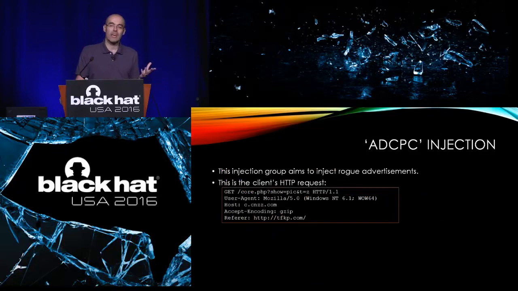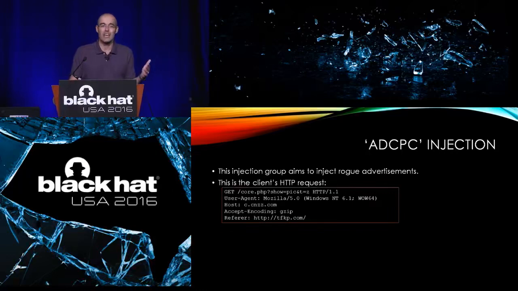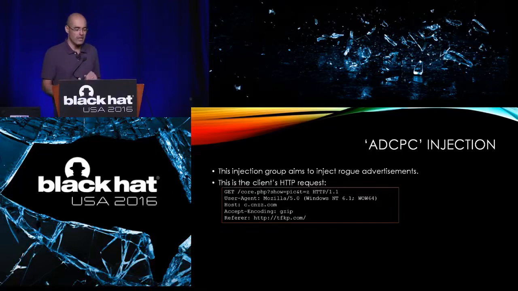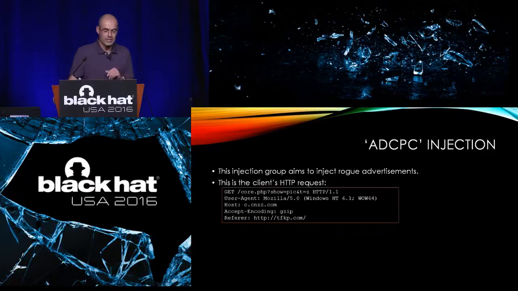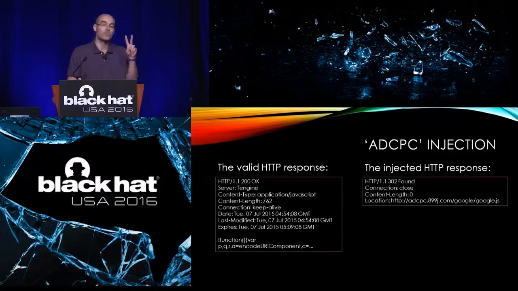So here is one of those injections. Here you can see the user simply browsed to a website called tfkp.com, it doesn't really matter. And the website referred the user to a resource at cnzz.com. cnzz.com is a Chinese service that tracks user statistics, much like Google Analytics. So I assume that many websites in China use this service. So this is the request to cnzz.com. And in response to that request, the user got two responses.